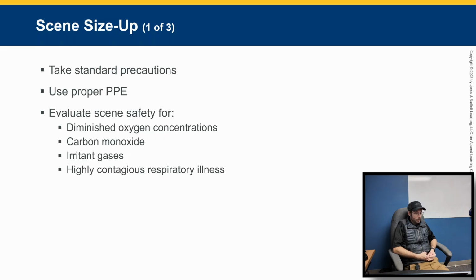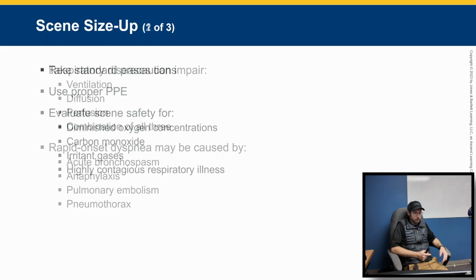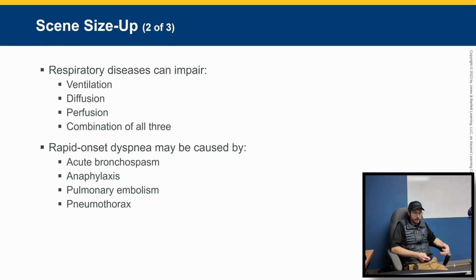Now, what are some scene safety considerations that apply to someone specifically with a respiratory complaint that you want to be mindful of? Like where they work, their conditions, factory workers, mill workers. Yeah, people could be exposed to pathogens constantly. Gases, things like that. Diminished oxygen concentrations. Yeah. Carbon monoxide, other irritant gases, things like that. And then highly contagious respiratory illnesses.